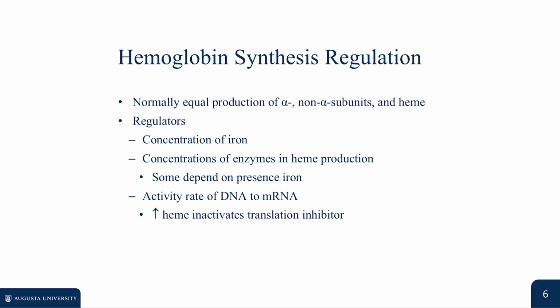The primary regulatory checkpoints include iron concentration, the availability of functional heme biosynthetic enzymes, and direct translational feedback. That translational feedback mechanism is particularly elegant. Inside the reticulocyte cytoplasm, there is a specific mRNA translation inhibitor. When intracellular heme concentration rises, heme directly binds and inactivates this inhibitor. This allows ribosomal translation of globin mRNA to proceed smoothly. Conversely, if heme levels drop due to iron deficiency, the inhibitor remains active, shutting down globin synthesis so the cell doesn't waste energy accumulating free, unstable globin chains.